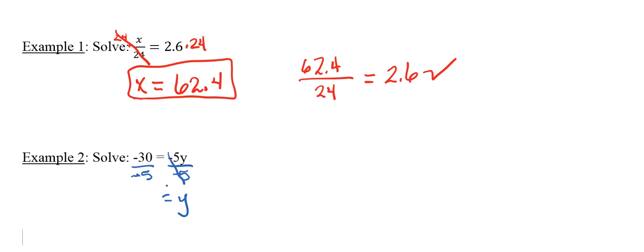Two negatives make a positive. 30 divided by 5 is 6. Now notice it doesn't matter where the variable is, it could be on either side. And then we could check: -5 times +6 is -30.